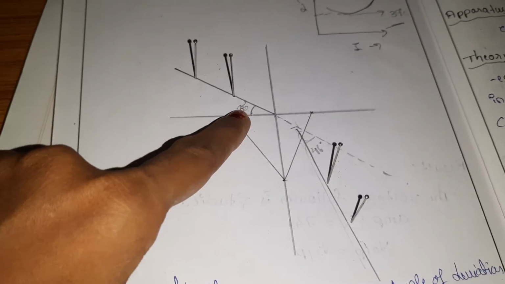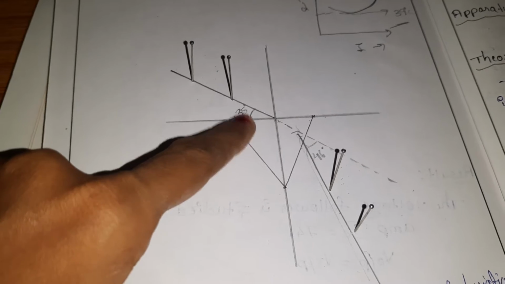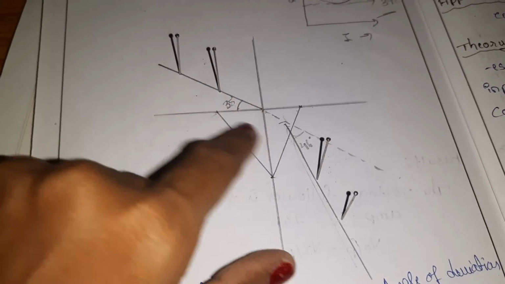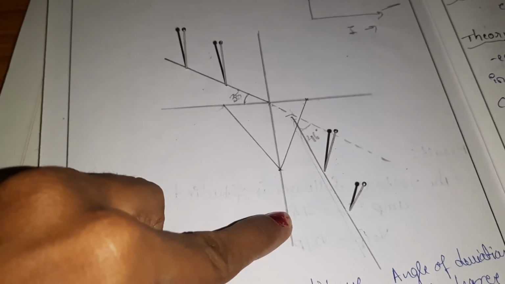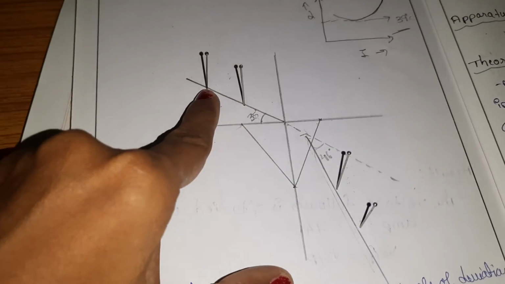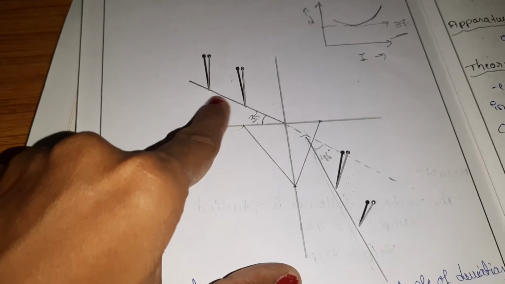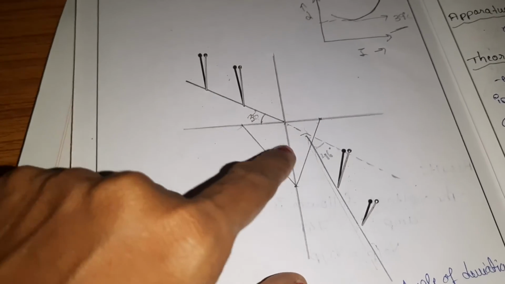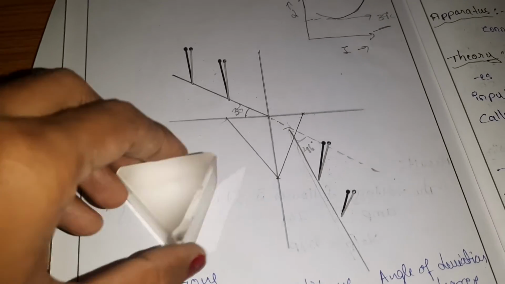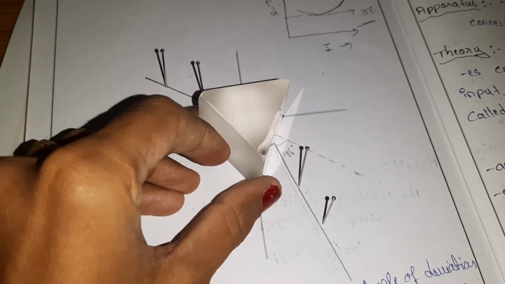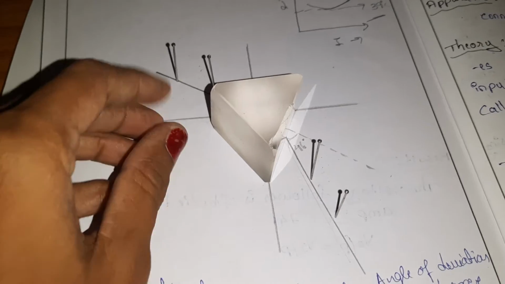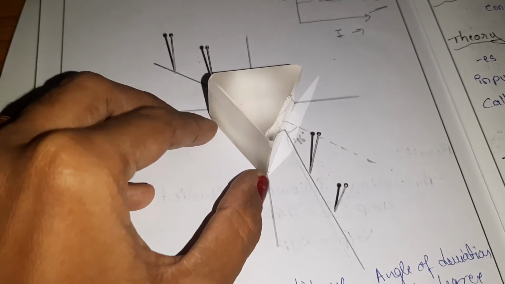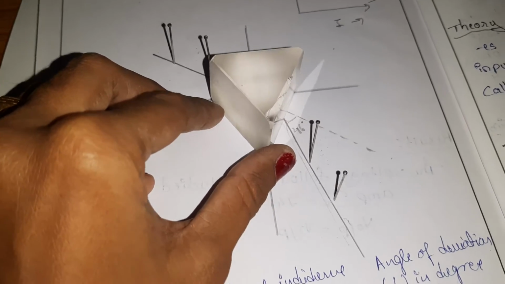So, angle of deviation. For example, if you take the first reading as 35 degree, just draw a straight line from this perpendicular line and keep these pins on that line at the same distance. Here I kept 2 centimeter, and after that you should keep this prism on this triangle. For this angle of incidence of 35 degree, what will be the angle of deviation?